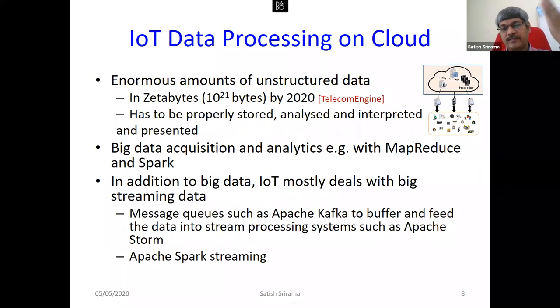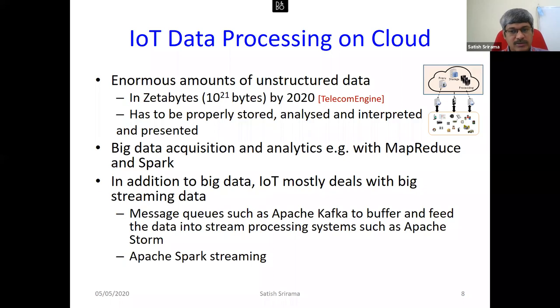Then comes the higher layer, which is cloud computing, the topmost layer. Professor Rajiv Mankra has given an excellent background about cloud computing, so we have seen how this sort of processing can be done. But why is it so critical for IoT? Already in 2020, we generated zettabytes of data, which is 10 to the power of 21 bytes. All this data has to be properly stored, analyzed, interpreted, and presented. These are very huge challenges. That's how big data acquisition and analytics jumps into IoT.